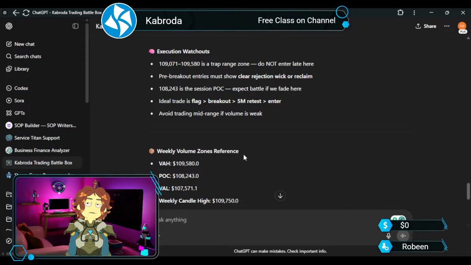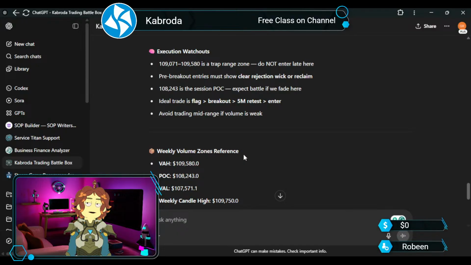Flag, breakout, 5-minute retest, enter. So it's saying that we flag before the breakout line, and then we break out of that line and come back, retest it on the 5-minute. That's where we enter, and then we go up from that.